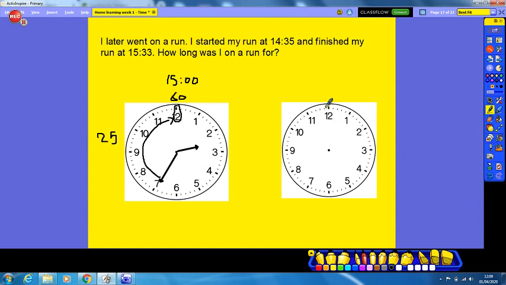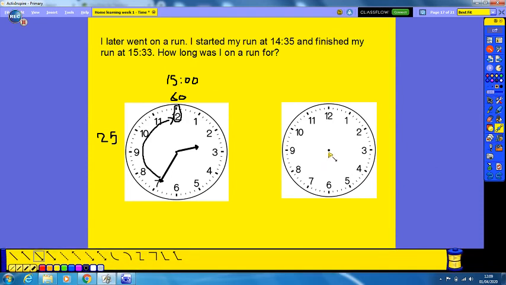And so now at this point, I need to figure out where 15:33 is on my clock. So 15 is going to be sometime past 3, because if I take away 12 from 15, that's 3. So my short hand is going to be going past the 3. And then my big hand is going to be pointing at 33. So I've got 5, 10, 15, 20, 25, 30, 1, 2, 3. So it's going to go to this point here.